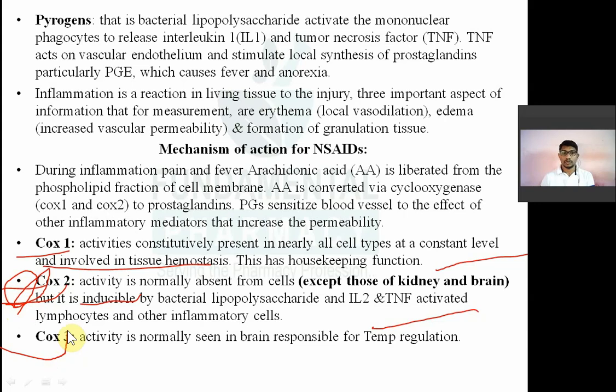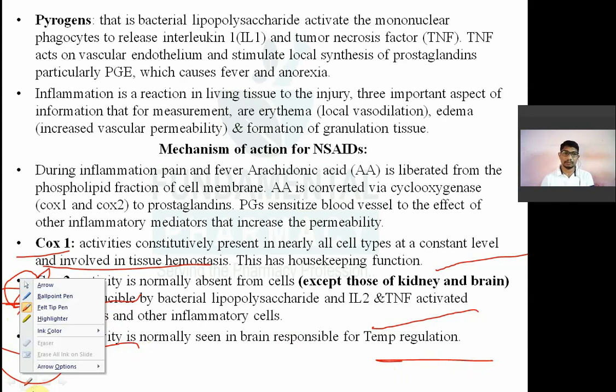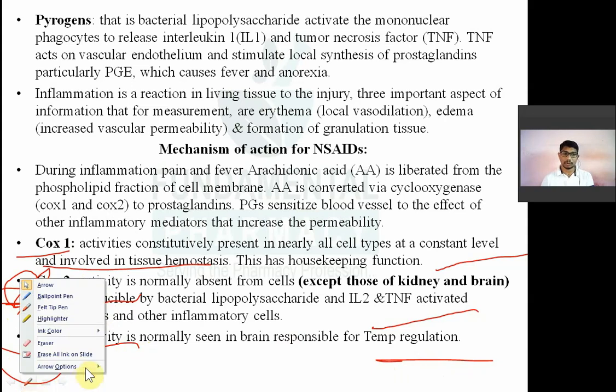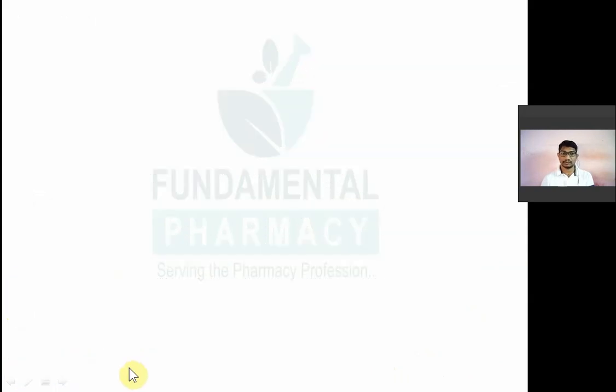COX-3 is also an enzyme. It is normally absent in other tissue. Activity of COX-3 is responsible for temperature regulation in the brain. That's why paracetamol, you might have seen paracetamol, is an antipyretic drug that acts by inhibition of the COX-3 enzyme. COX-3 activity is inhibited by paracetamol. Remember, it is a selective COX-3 inhibitor in the brain, which is also responsible for its antipyretic effect. That's why paracetamol will reduce your body temperature by interacting with COX-3.